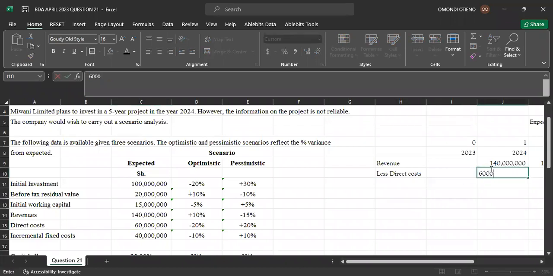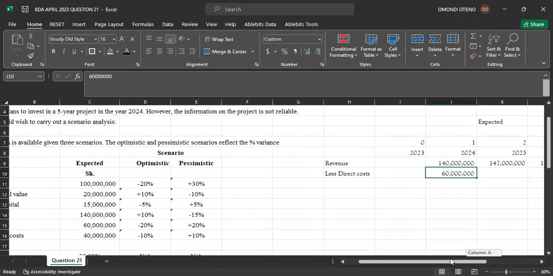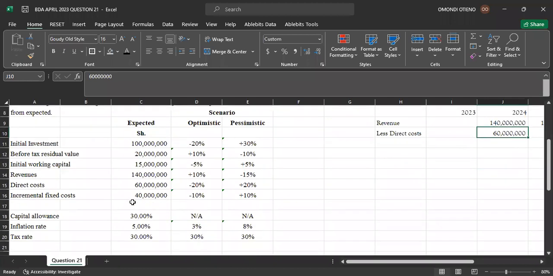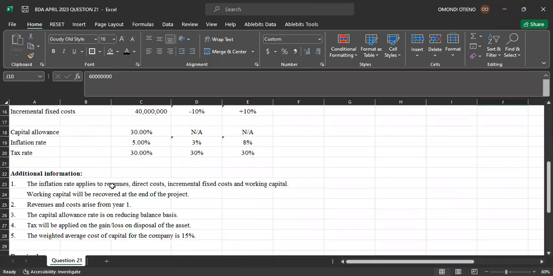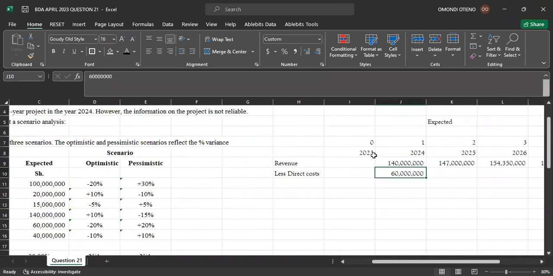So our 60 million is the direct cost. That is in 2024. What are they telling us about the value in 2025? They are telling us here that the inflation rate applies to revenue and direct costs. So it means our direct costs also are going to increase by the same rate.